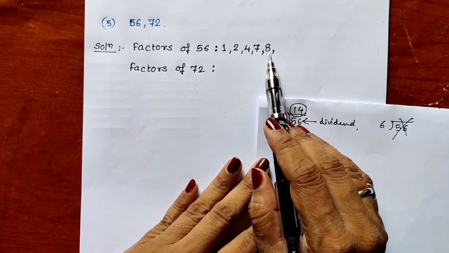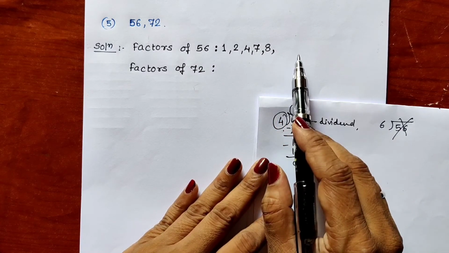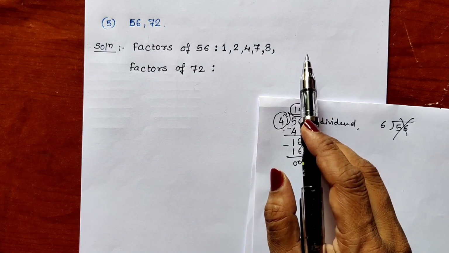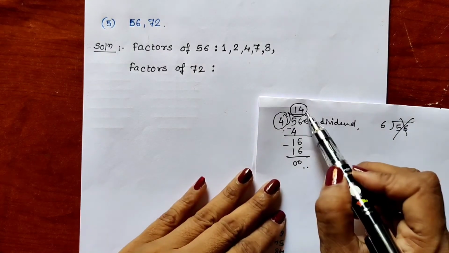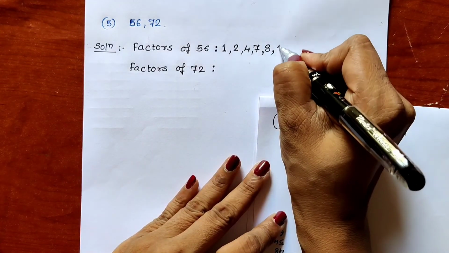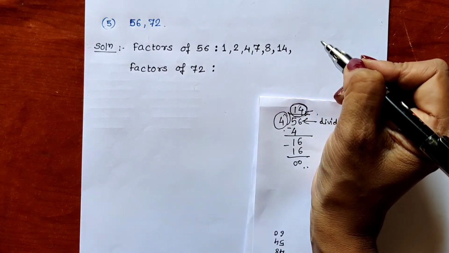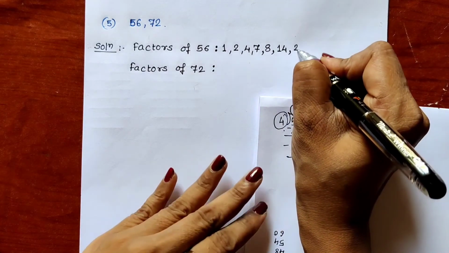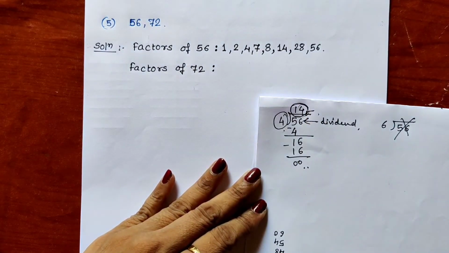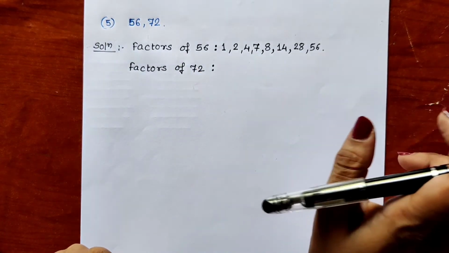So they are divisible by 7 and 8. After 8, it is not divisible by 9. It is not there in the table of 9, it is not there in the table of 10. Is it there in the table of 11? No. Is it there in the table of 12? No. 13? No. Directly we can divide it by 14. Just now I have told you. So it is divisible by 14. 14 4s are 56. Correct. After 14, it is directly divisible by 28 and then 56. So in this way we have got the factors of 56. The last factor should be 56.